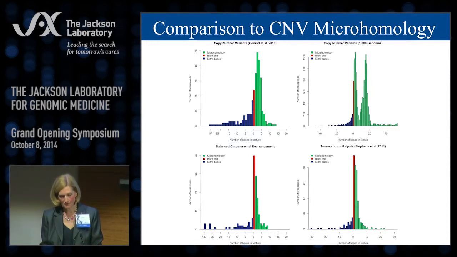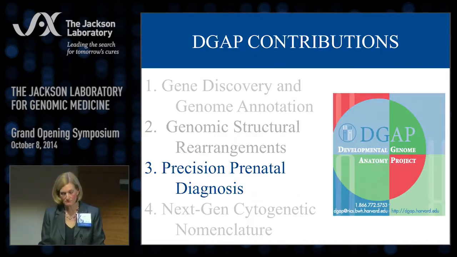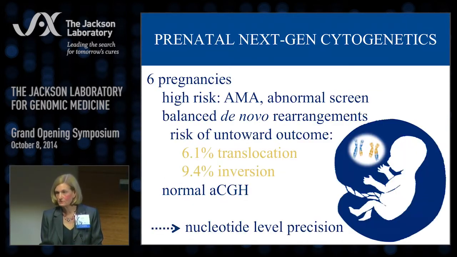We have now completed 6 pregnancies, 6 cases where we resolved the cases to nucleotide level resolution. All of these were referred for advanced maternal age or an abnormal screen. They all had apparently balanced de novo rearrangements.